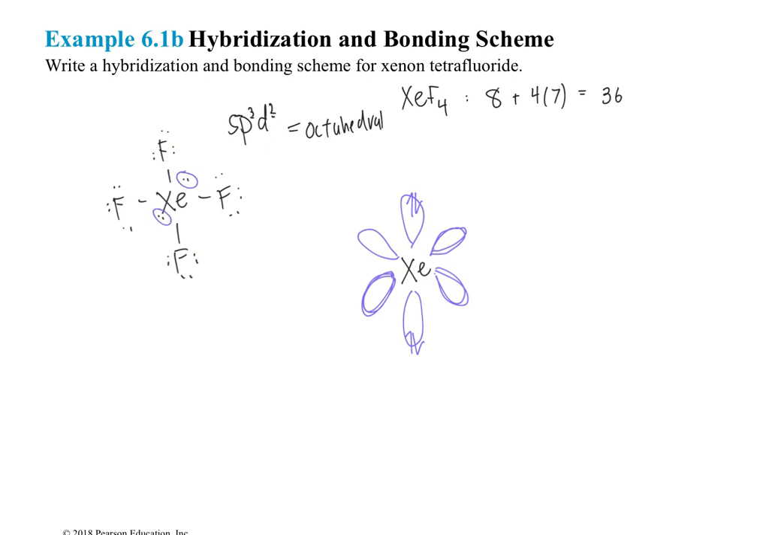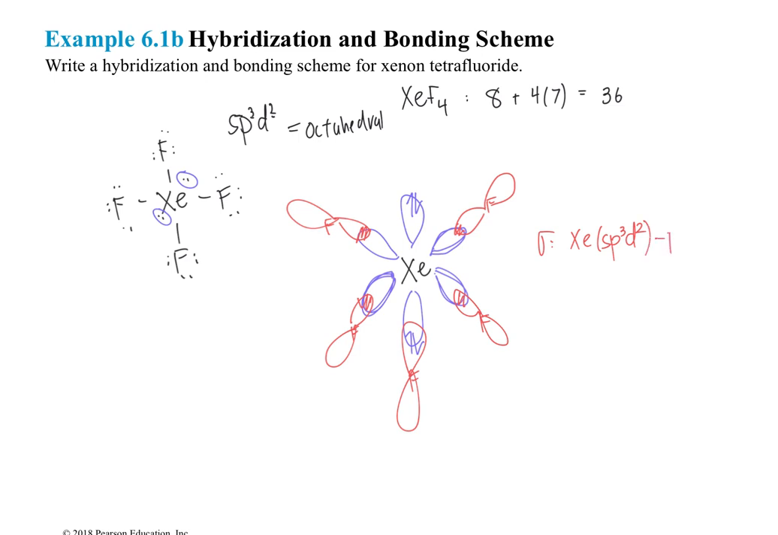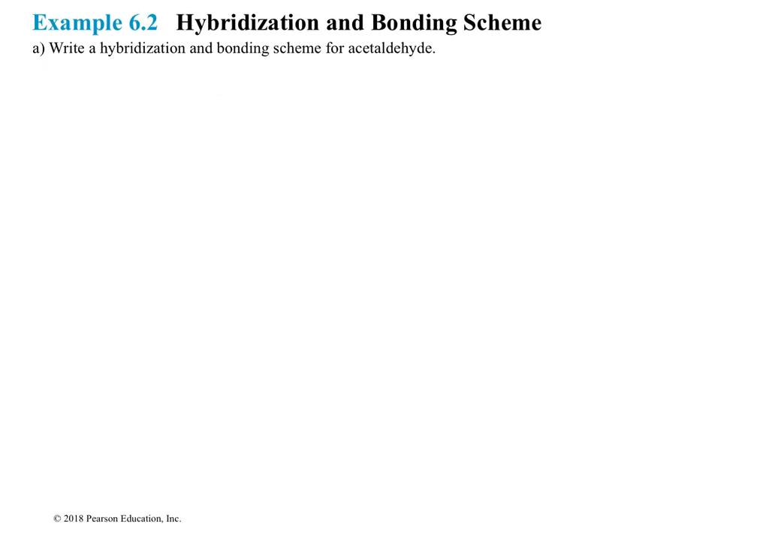We already did fluorine on the last one. We know that they have p orbitals. So here's a fluorine here. Here's a fluorine here. Here's a fluorine here. Here's a fluorine here. And here's a fluorine here. So we get sigma bonds on each of those fluorines. So we'll draw sigma between xenon's sp3d2 and fluorine's p orbital. Okay, on the next ones I kind of want you to draw them.